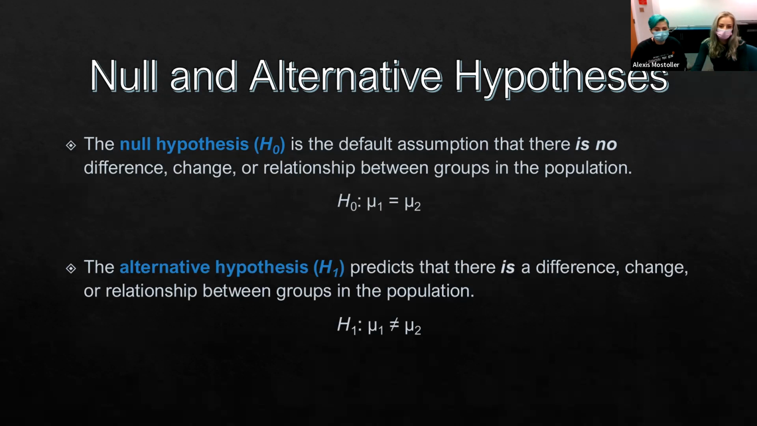I'm going to have the notation for these written as well. So for the null hypothesis, we write that as H naught. And you'll see that the mean of the first sample is equal to the mean of the second sample. So there's no difference between the groups. And then in the alternative hypothesis, H1, the mean of the first sample does not equal the mean of the second sample. So there is a difference between those groups.